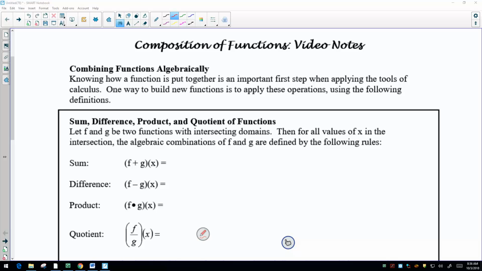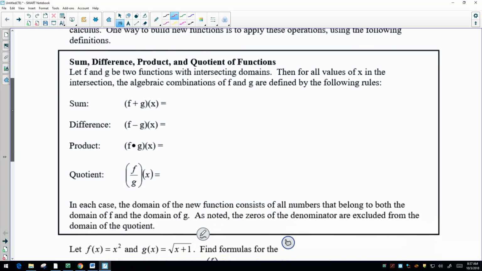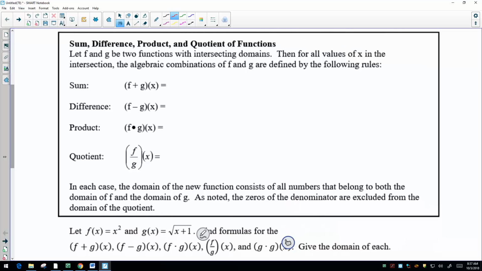Today we're going to look at composition of functions, and this is basically saying how we take two different functions and put them together to build a new function. The first way we're going to look at it is doing some algebra, some basic addition and subtraction, and some function notation to get used to.